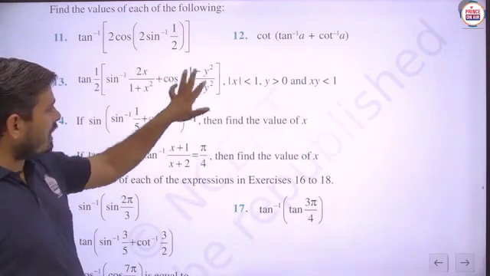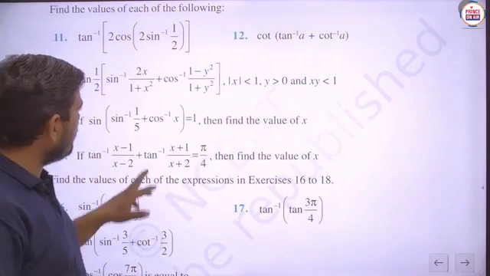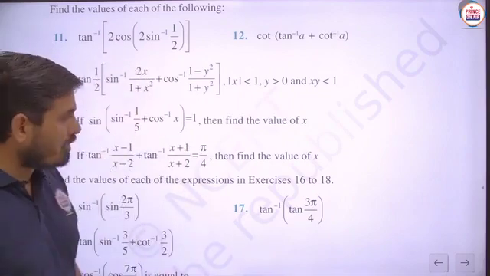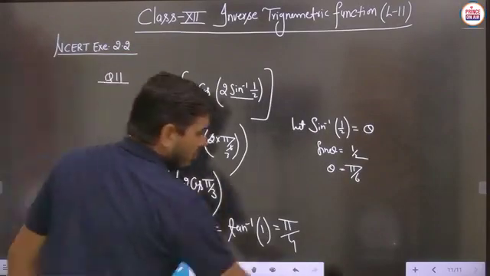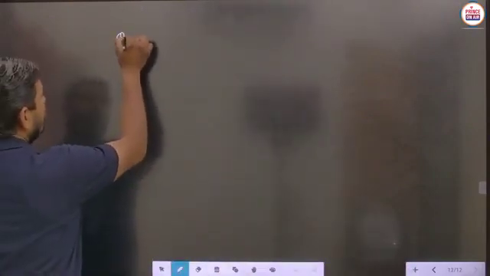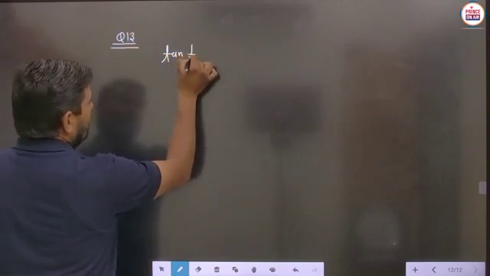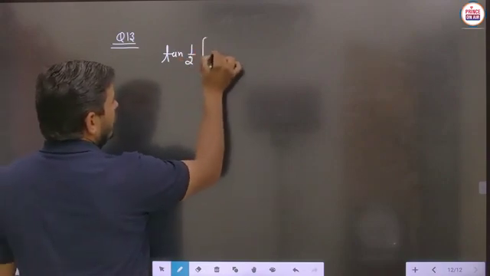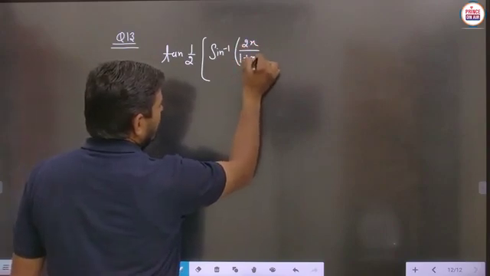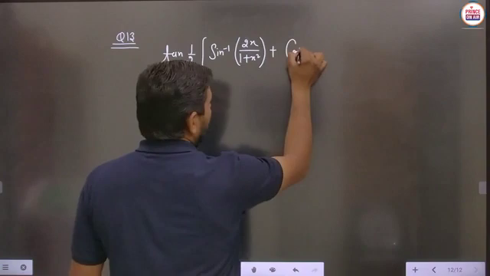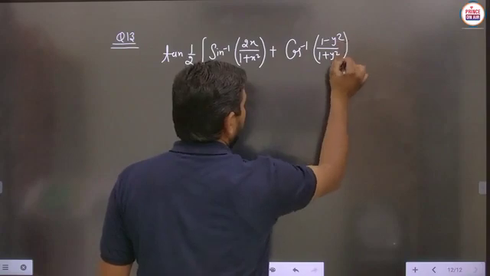So we have to just see the expression first of all. Here tan of 1 by 2 sin inverse 2x upon 1 plus x square plus cos inverse 1 minus y square upon 1 plus y square. So how is this question to be solved? We will take this question number 13 now. In this question number 13, the given expression is to be written like tan of 1 by 2, here sin inverse 2x upon 1 plus x square, and here cos inverse 1 minus y square upon 1 plus y square. Is it to be clear?